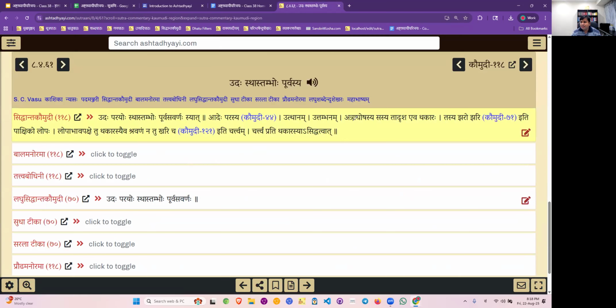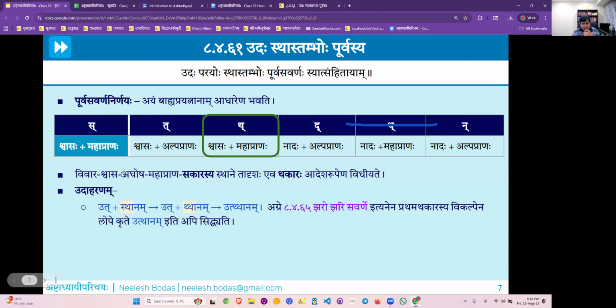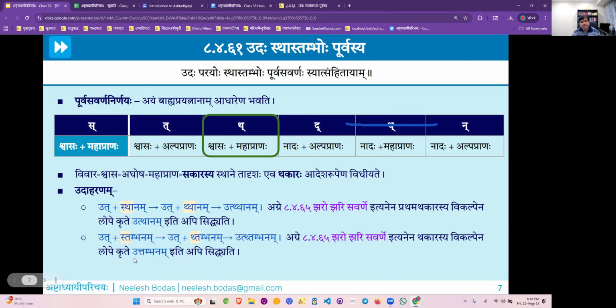Look at this. Atra aghoshasya sasya. This is a way the commentary is right, so I wanted to show this. Atra aghoshasya sasya tadrishaha eva thakaraha. Kaha arthaha? This is a little hard to understand, or maybe not at the moment. But aghoshasya sakarasya means what? Vivarashvasa aghosha mahaprana sakarasya tādṛśaḥ eva vivāraśvāsa aghoṣa mahāprāṇaḥ thakāraḥ ādeśarūpeṇa vidhīyate. So utthānam, utthambhanam, both examples we have seen earlier.